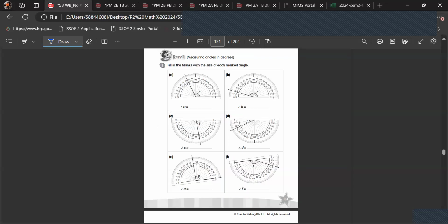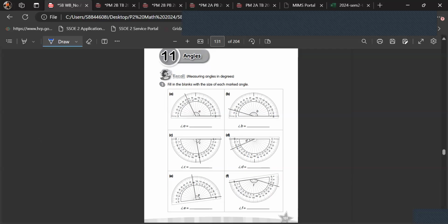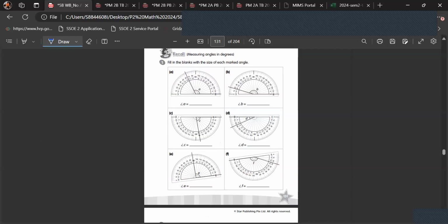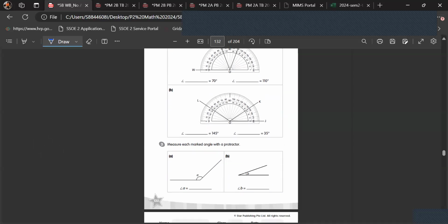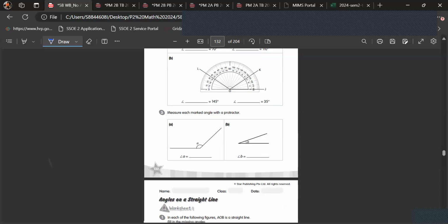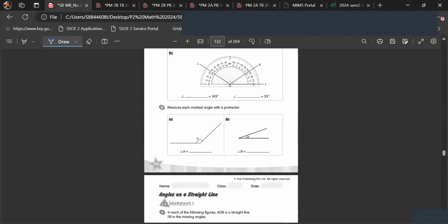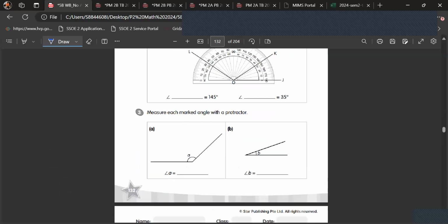Can we run a quick check now from page 131? Is yours done? Yes. There's this measurement that you need to do on question 3. Was it okay? Can you tell me question 3A, is it obtuse or acute or straight angle? Obtuse. How about question 3B?